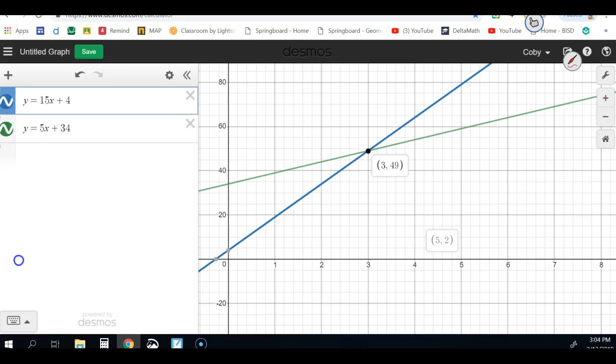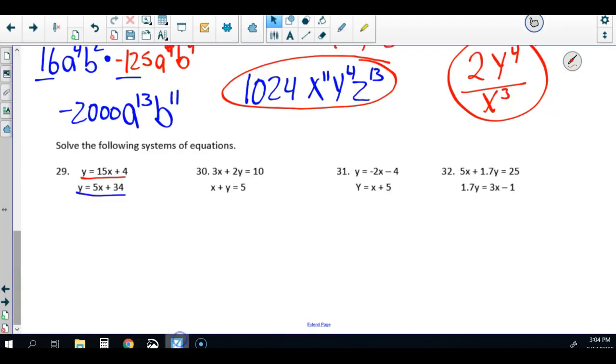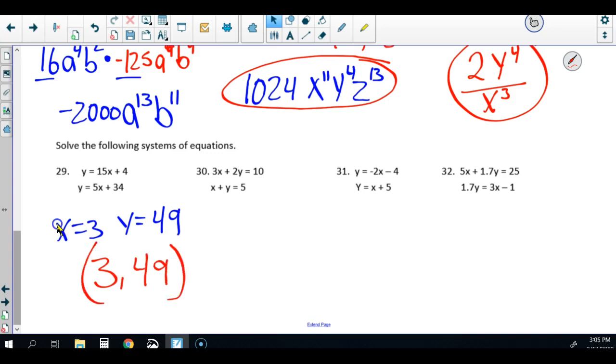If you remember back to when we originally learned this, I can plug in 3 for my x and 49 for my y in both equations. So x equals 3, y equals 49. That can be plugged into both equations at the same time. It's the only set of numbers that can work in both at the same time. So 3 comma 49 is your solution. The next 3 are going to work the exact same way. Just go to Desmos, plug it in, get your ordered pair where they intersect.